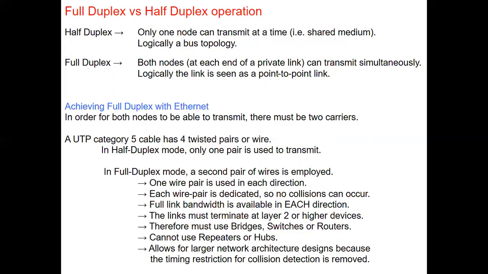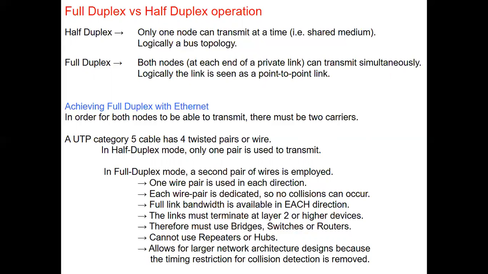Okay, so half duplex: only one node can transmit at a time in a shared medium, a logical bus topology. Then full duplex: both nodes at each end of the private link can transmit simultaneously. Logically, the link is seen as a point-to-point link. To achieve full duplex, in order for both nodes to transmit, there must be 2 carriers, UTP category 5 twisted pair wire. In half duplex, only 1 pair is used to transmit, okay?